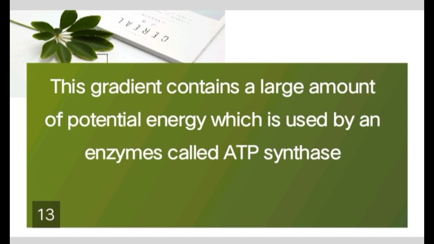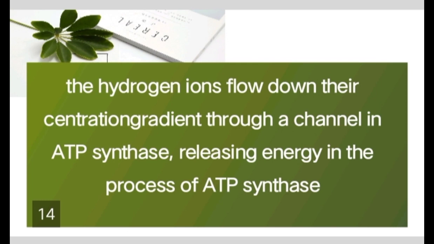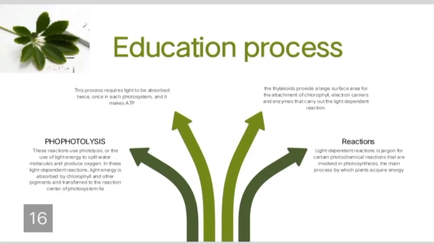This gradient contains a large amount of potential energy, which is used by an enzyme called ATP synthase. The hydrogen ions flow down their concentration gradient through a channel in ATP synthase, releasing energy in the process. ATP synthase uses this energy to add a phosphate to ADP, forming ATP. So for photolysis, this reaction uses light energy to split water molecules and produce oxygen. In this light-dependent reaction, light energy is absorbed by chlorophyll and other pigments and transferred to the reaction center of photosystem 2.